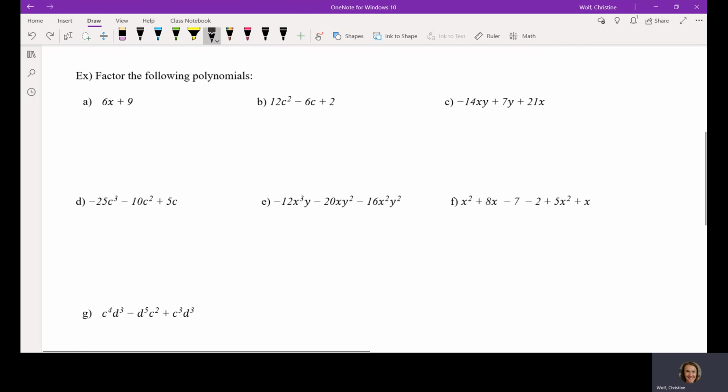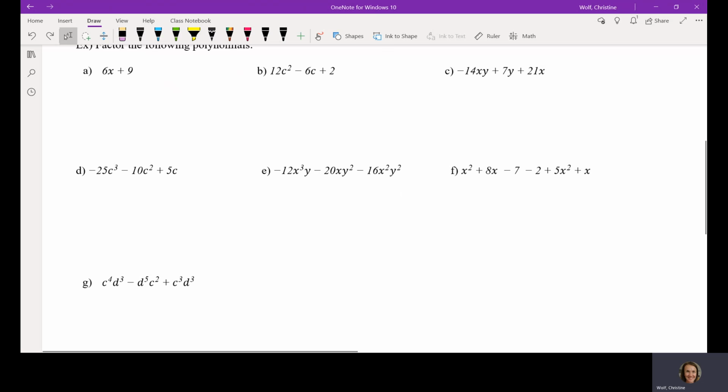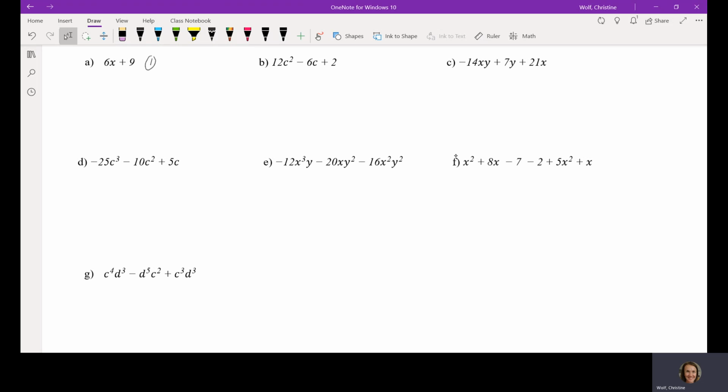Okay, so now we're going to actually get into completing the questions. The instructions say factor the following polynomials. So this is the final answer to something. We have to go backwards and ask, what was the question? What question gave me an answer of 6x plus 9? So what we do is determine the GCF. Step 1, determine the GCF of 6x plus 9.